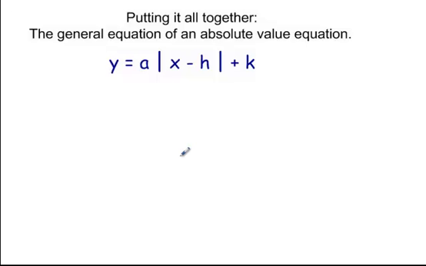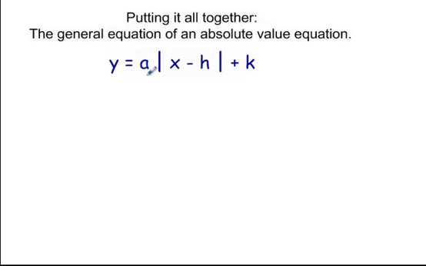This is the second video for graphing absolute value equations. We're going to start off with the big idea, the whole point, the general equation of an absolute value equation. We had numbers out here that multiplied the absolute value and they did stuff. We had this number right here which affected the x move, left or right, and we had this number out here that affected the y move, up or down.